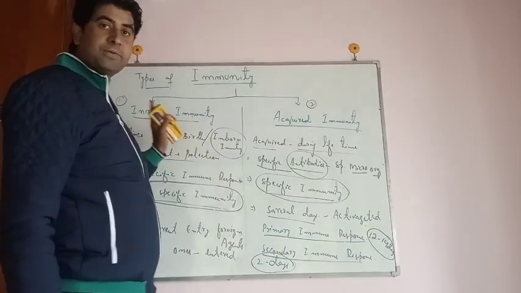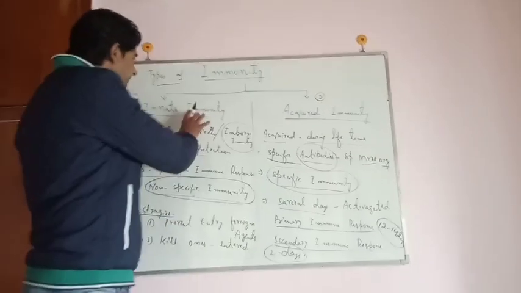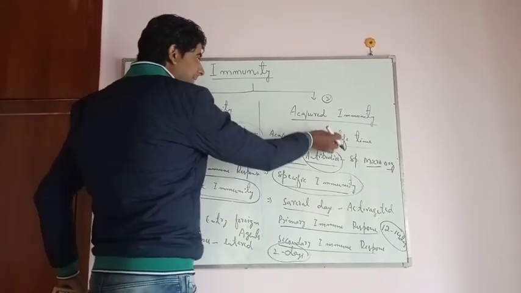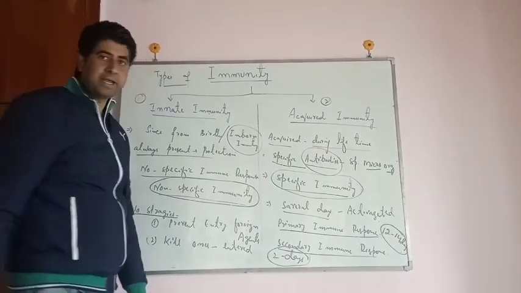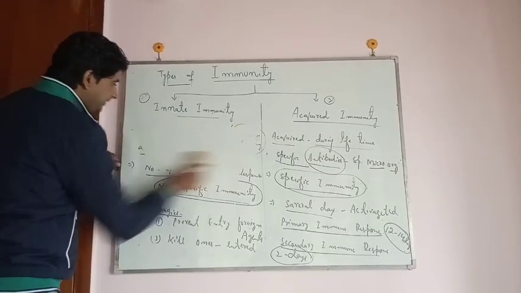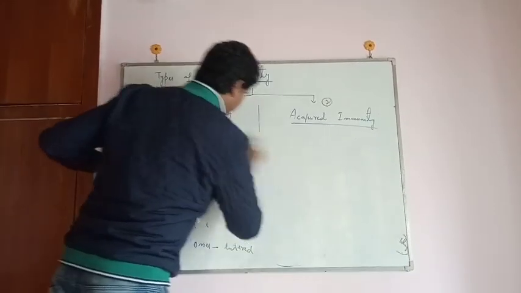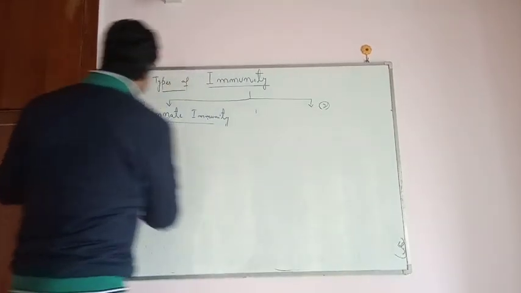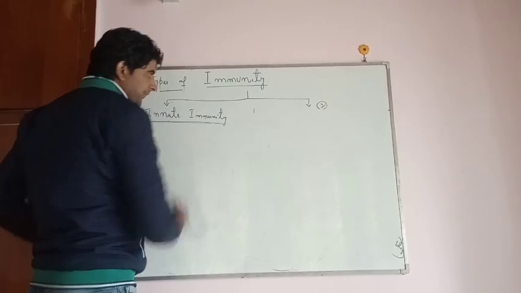So this is the difference between the innate immunity and the acquired immunity. Innate simply means which is present since birth, while acquired means which develops during the lifetime by producing the specific antibodies. Now, let us study them in detail. So first of all, let us discuss the innate immunity.